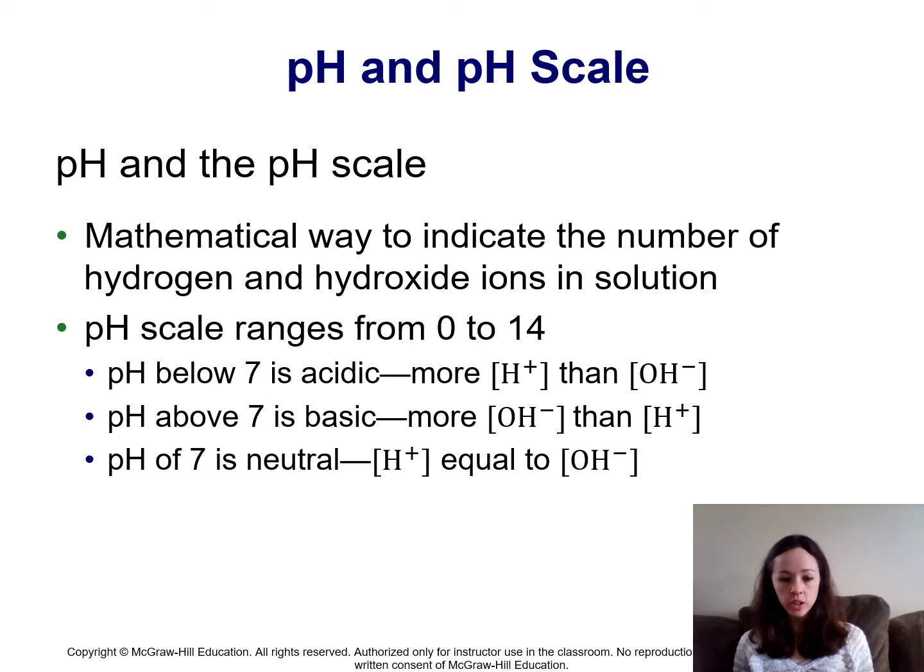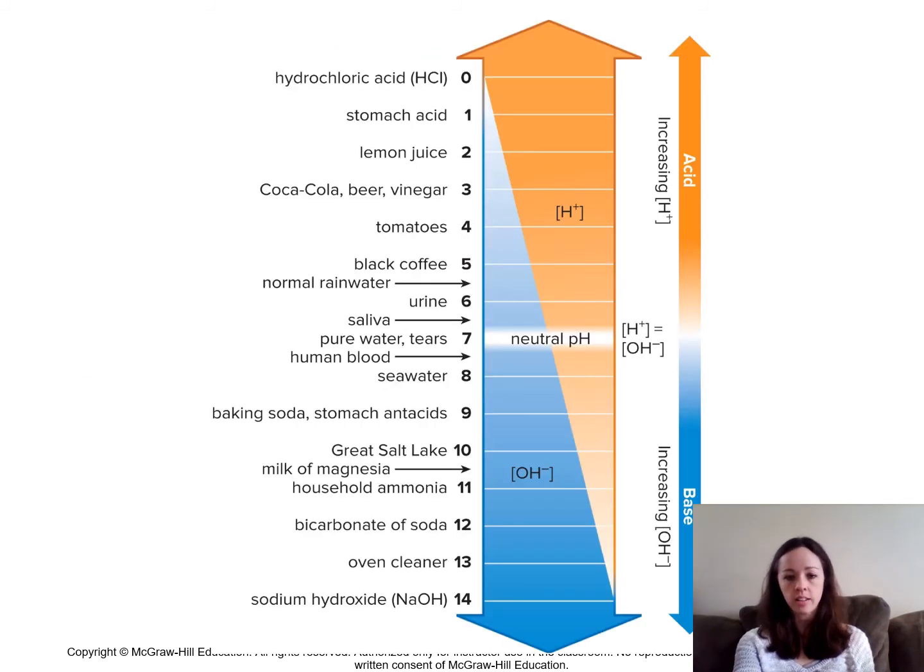So the pH scale ranges from 0 to 14, and it's a mathematical way to indicate the number of hydrogen and hydroxide ions in a solution. A neutral pH of 7 means that there is going to be an even number of hydrogen and hydroxide ions. A pH between 0 and 6 is going to be acidic, and it means there's going to be more hydrogen ions than hydroxide ions. And a pH between 8 and 14 is going to be basic, and it means there's going to be more hydroxide ions than there are hydrogen ions.